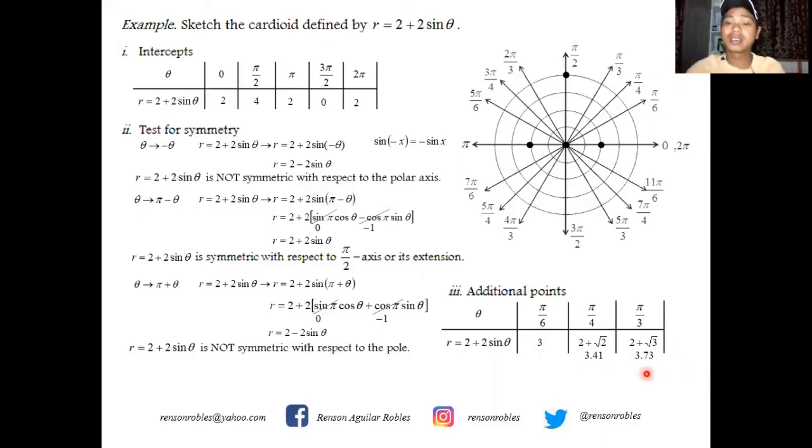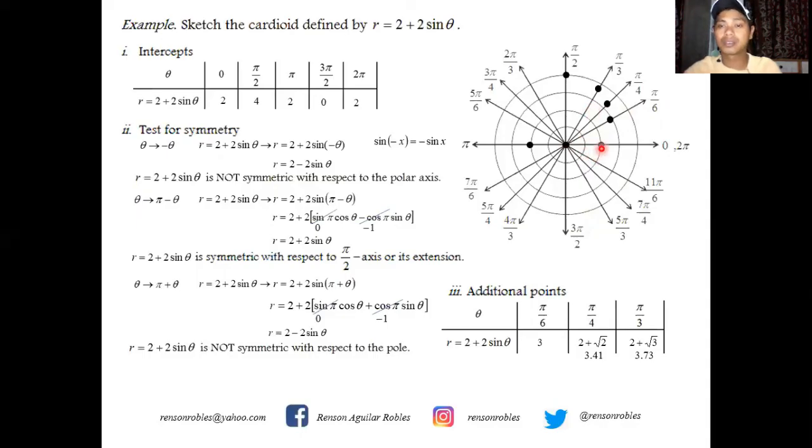And then we now set these points on the polar coordinate paper. We have 3 pi over 6. So this is your pi over 6, and then you count 3 units from the origin. 1, 2, 3. So this is your 3, pi over 6. Next, pi over 4. So this is your 3.41, pi over 4. And finally, your 3.73, pi over 3. And then we trace this curve.